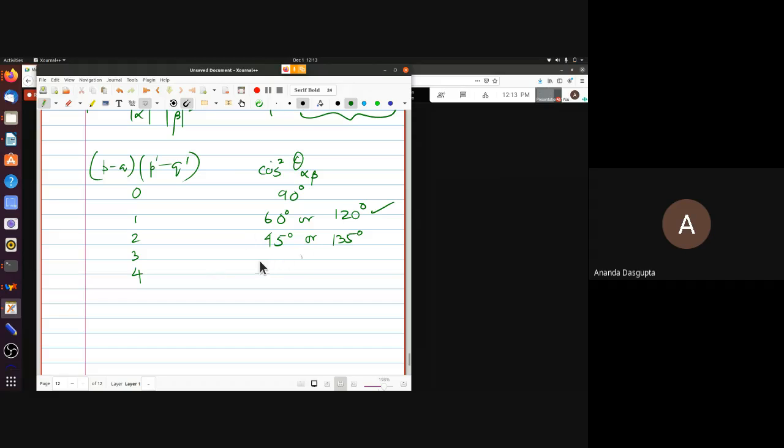And 3 gives you, well, what is 3? Root over 3/4, that's 30 degrees. 4 doesn't count because 4 actually gives you cos square theta of 1. That's 1 or minus 1. That is really 0 degree and 180 degree, but you already knew that. That's alpha, minus alpha anyway. Remember, you cannot have a different generator corresponding to the same eigenvalue. So alpha, minus alpha you already had. So these are the possible angles.